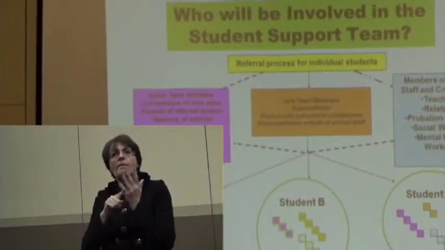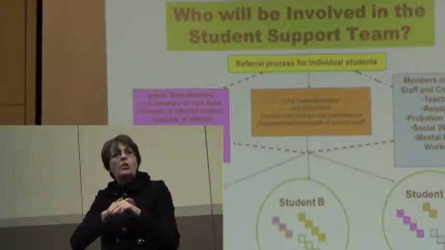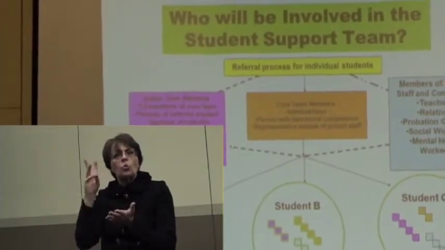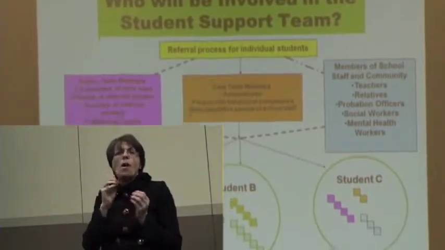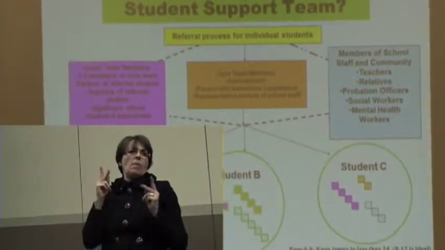All of these probation officers, social workers, those kind of people, action team members. But here's the rule of thumb. You never want more than 14 people. How many of you have been in a meeting with more than 14 people and you're still there at 6 o'clock at night because there's too many people? It's counterproductive to have more than 14.